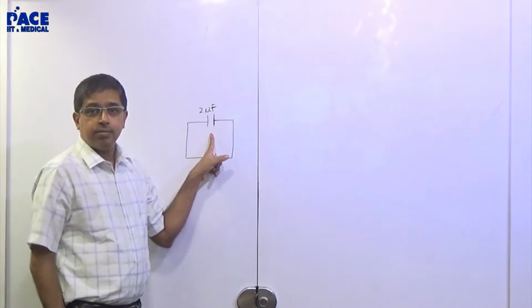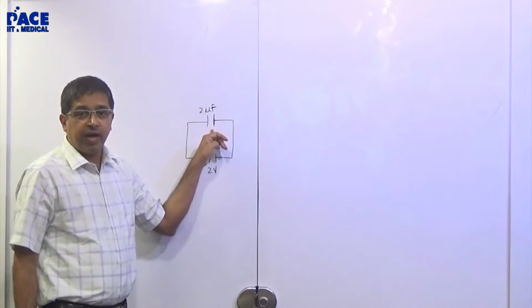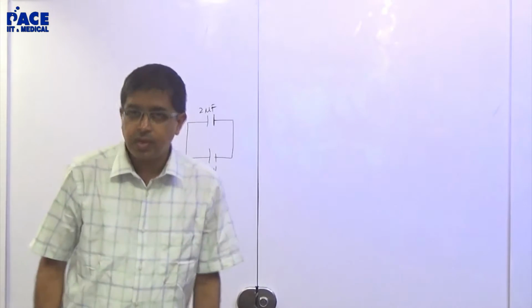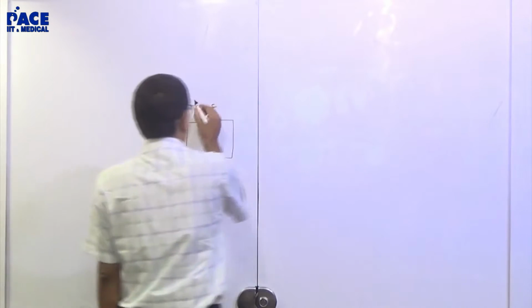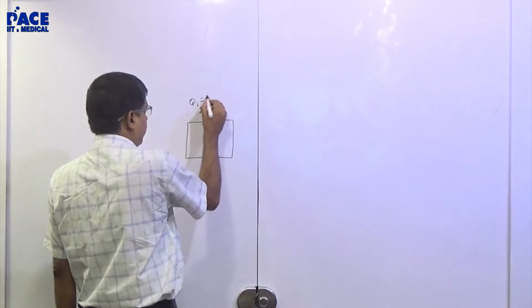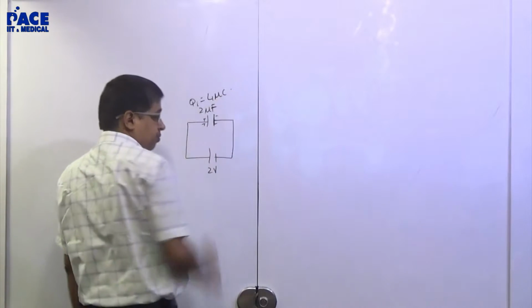Now listen. 2 microfarad capacitor is connected to 2 volts of a battery. First step, what will be the positive and negative charge? Q initial on it will be 4 microcoulombs.